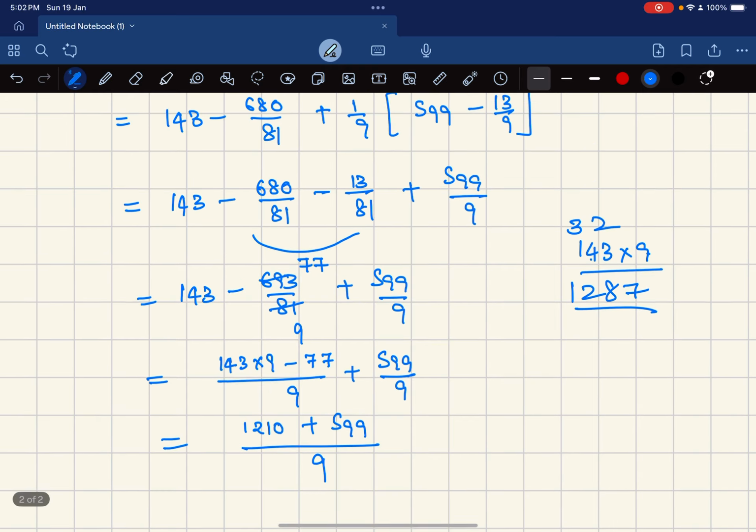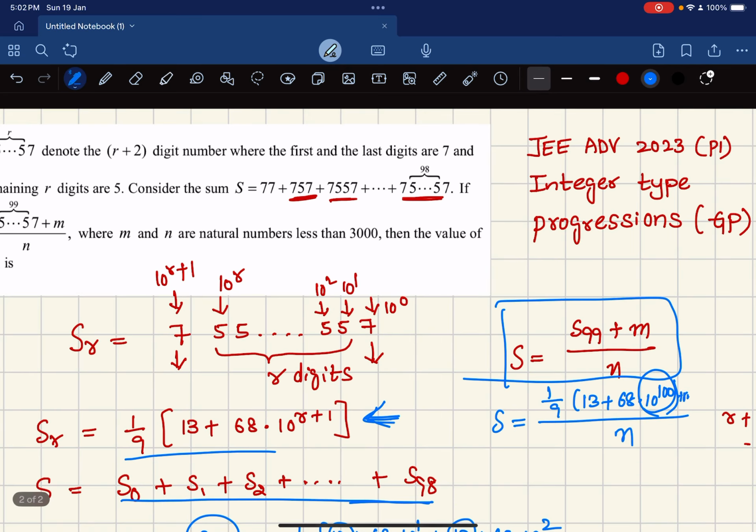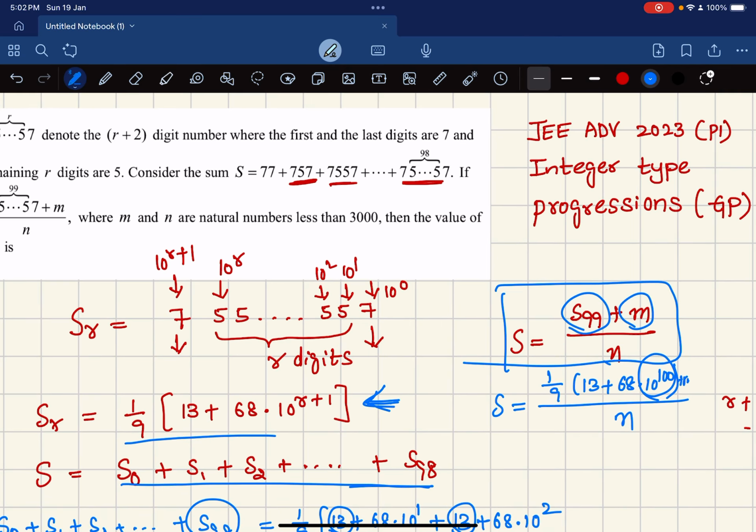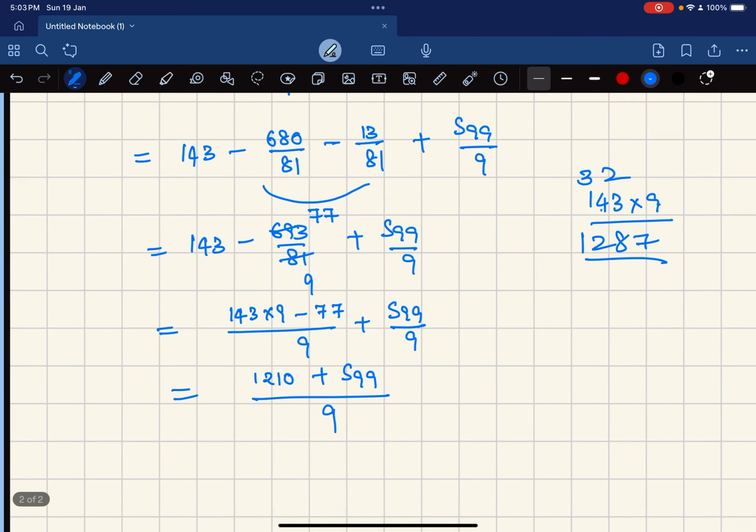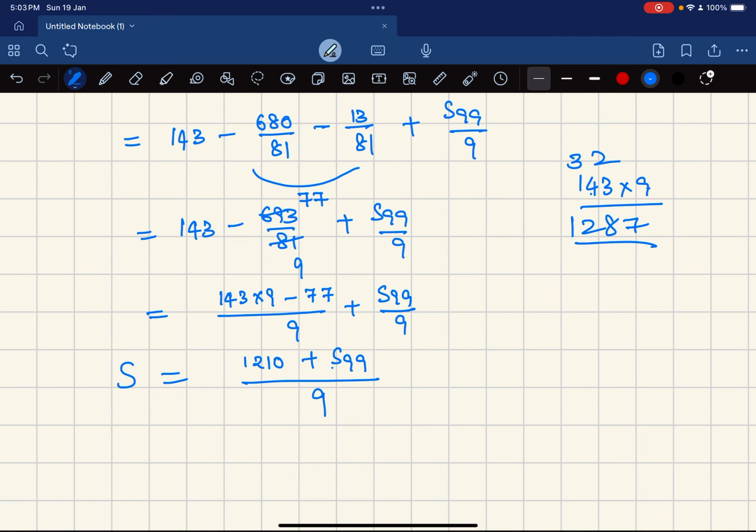Alright. So now we have it in this format: S99 plus M by N. M is equal to 1210. N is equal to 9. So M plus N is equal to 1219.